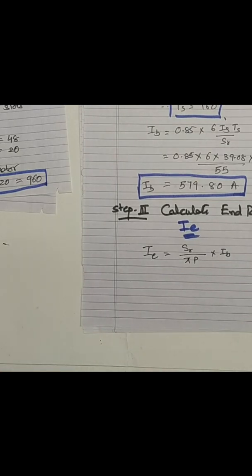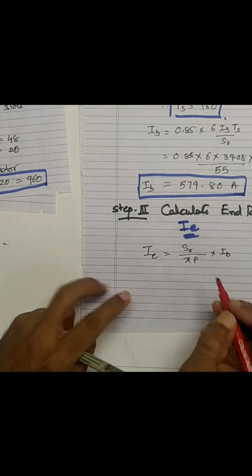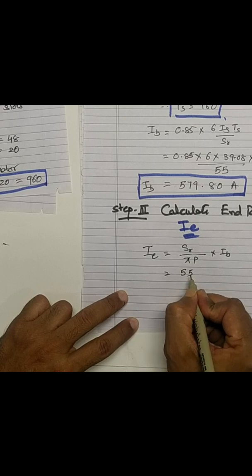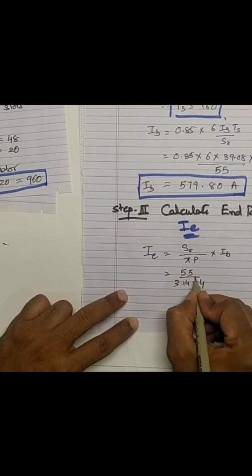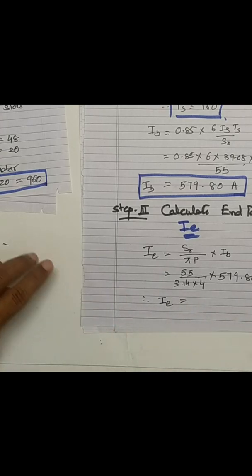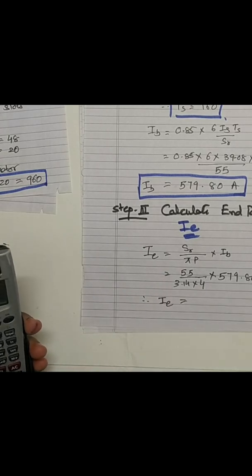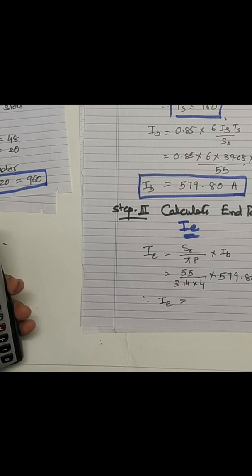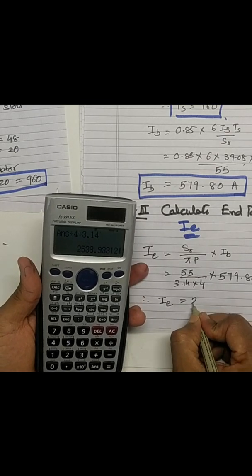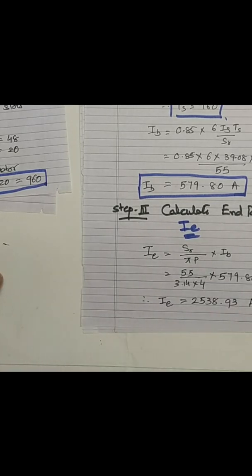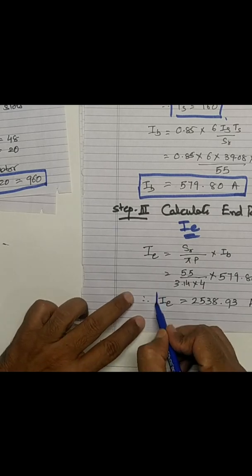Now in this equation, one quantity is available, that is the number of poles P. The number of poles is given as 4. So 55 over 3.14 multiplied by 4, multiplied by IB. IB is the bar current we have just calculated, 579.80. Therefore IE is 579.80 multiplied by 55, divided by 4, divided by 3.14. It comes to 2538.93 ampere. This is our end ring current. So another quantity we have calculated.